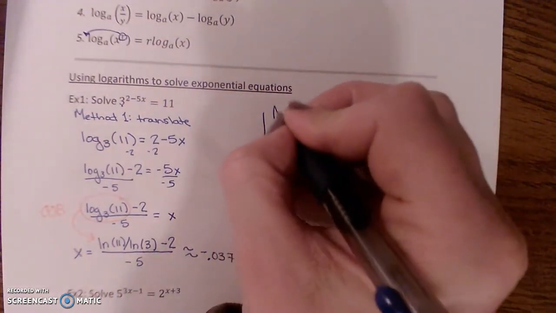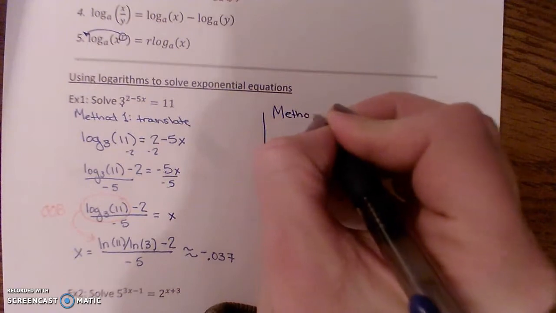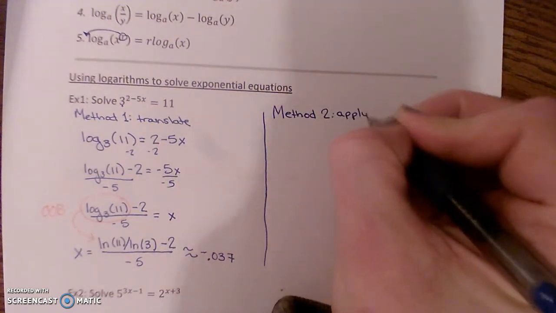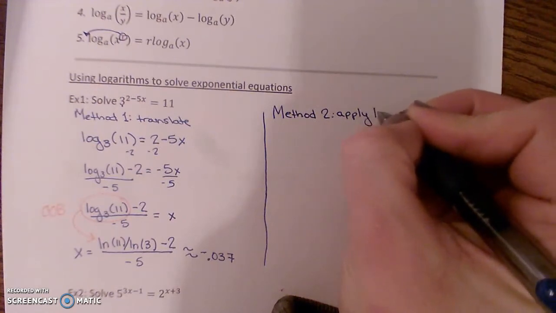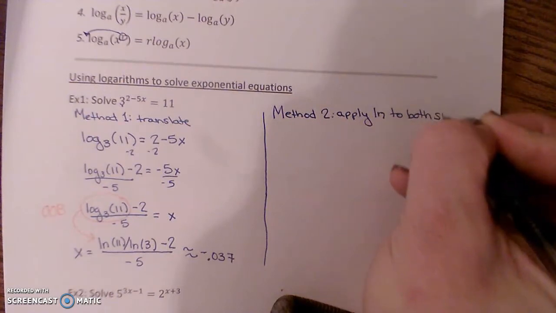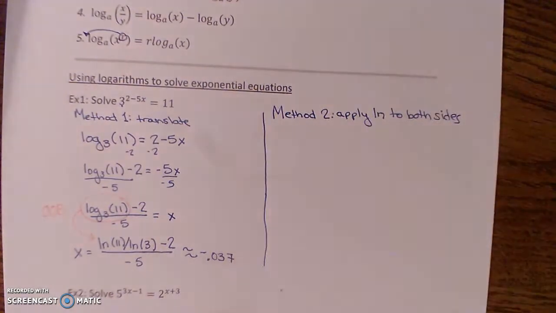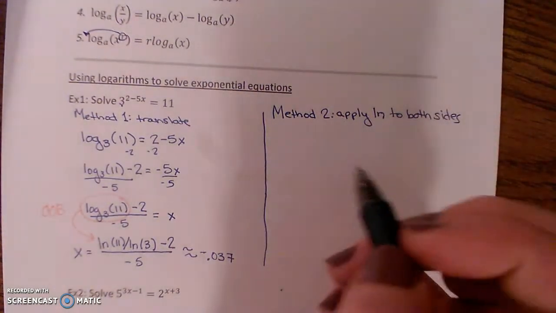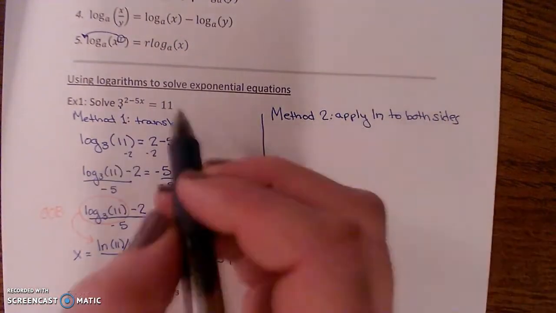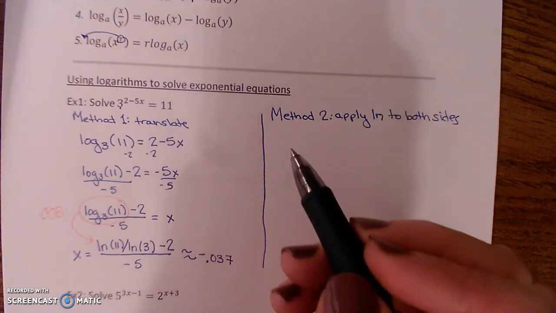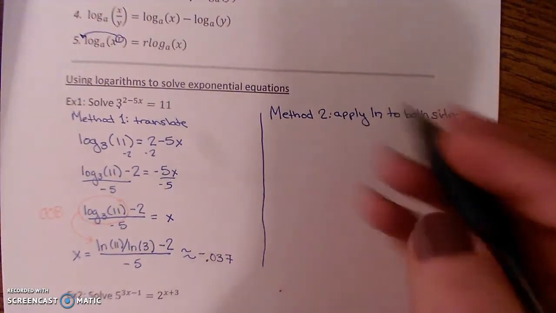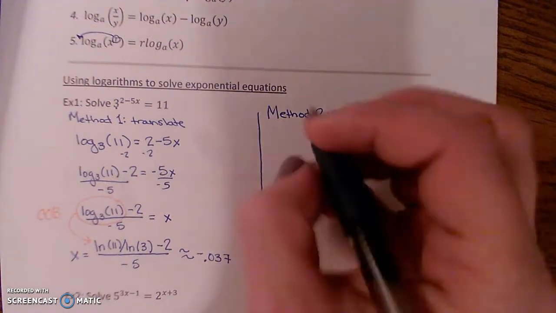Method 2, we can apply the logarithm to both sides. Now, what we can do, if you're applying the logarithm to both sides, you can apply log base 3 to both sides, or you can apply the natural logarithm to both sides. It doesn't really matter. Maybe I'll do both.